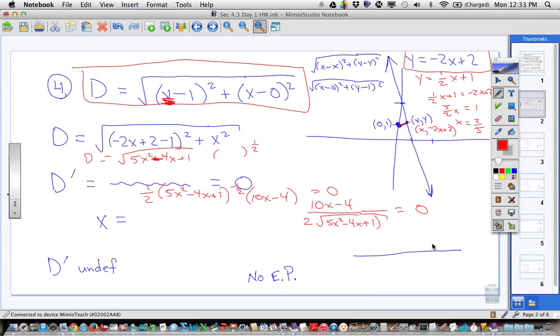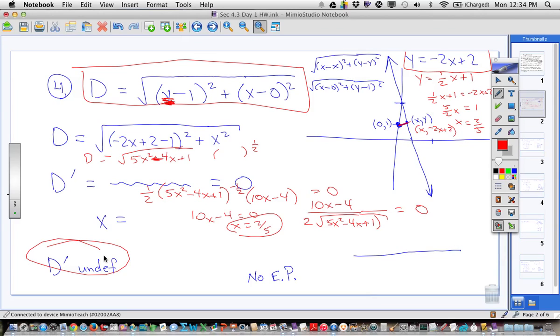If you get a fraction like this and want to know where it equals 0, where does a fraction equal 0? When the top is 0. So 10x minus 4 equals 0. We solve that, we get 2/5. Oh, look at that. 2/5, right? Same thing over here. But for us right now, that's just one candidate. Now we got to talk about where d prime is undefined. Where's a fraction undefined? The bottom is 0.